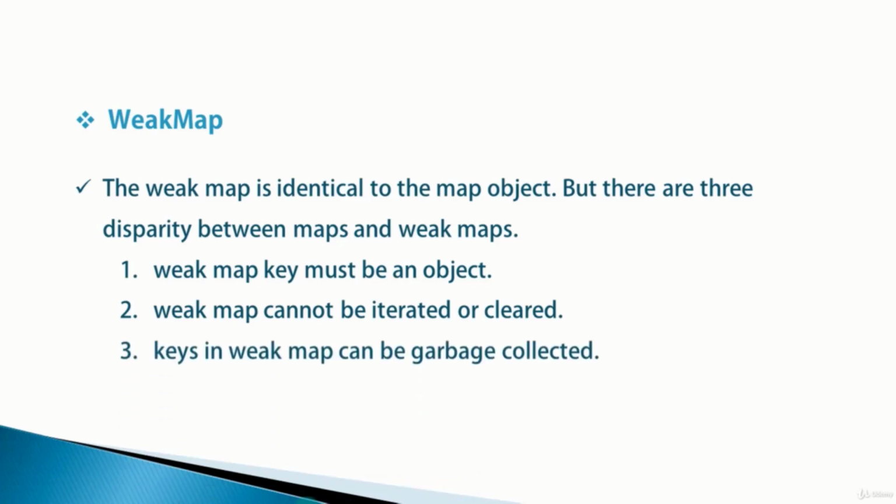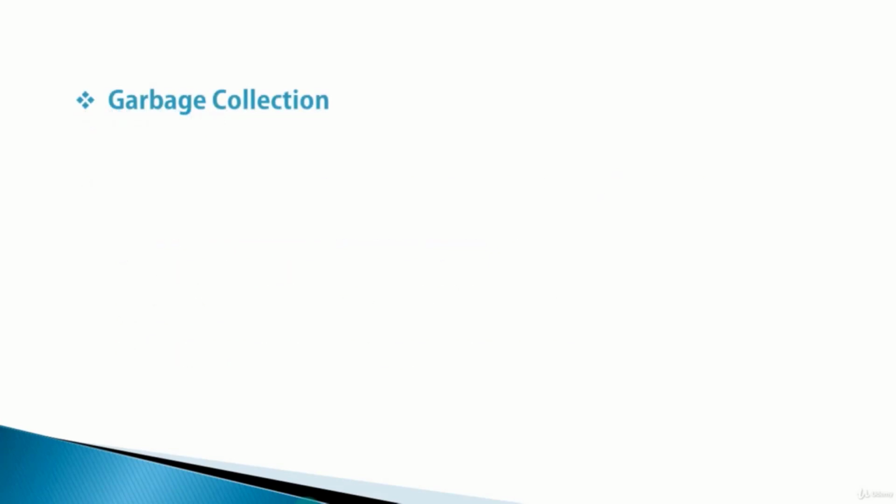Third, keys in a WeakMap can be garbage collected, right? Suppose you have an object that is a key in a Map. JavaScript will keep that object in memory as long as the Map is in existence. But not so with the WeakMap. The WeakMap is a target for garbage collection. Because of this, a WeakMap cannot be iterated or cleared.